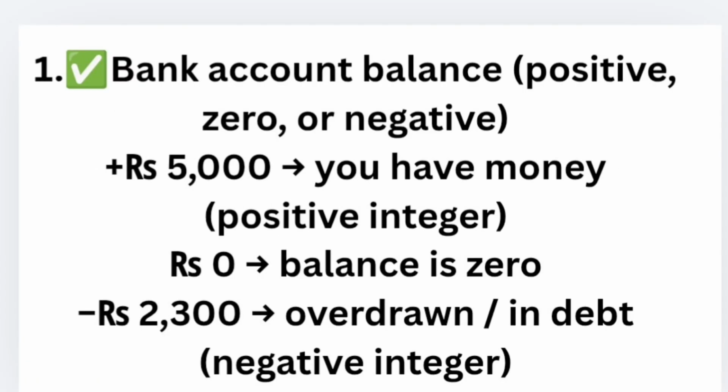5 best and most illustrative real-life examples of integers. The first example, bank account balance: positive, 0 or negative. You have 5,000 cash in your bank account, positive integer. Your balance is 0. Or you have 2,300 overdrawn, or in debt.